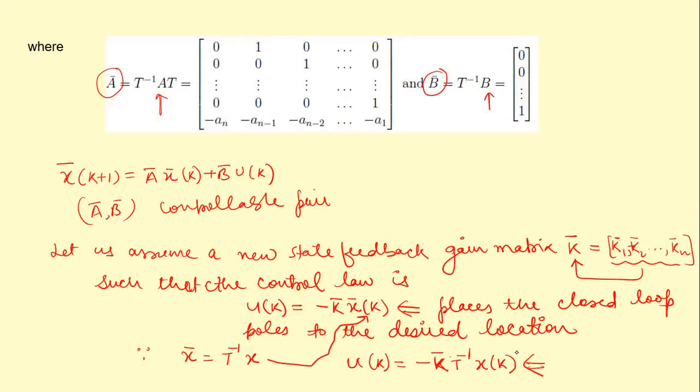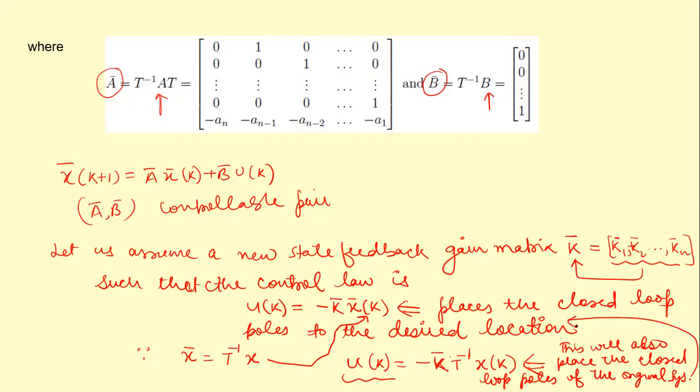Now this control law will also place the closed loop poles of the original system to the desired location, right? To the desired location. Okay.